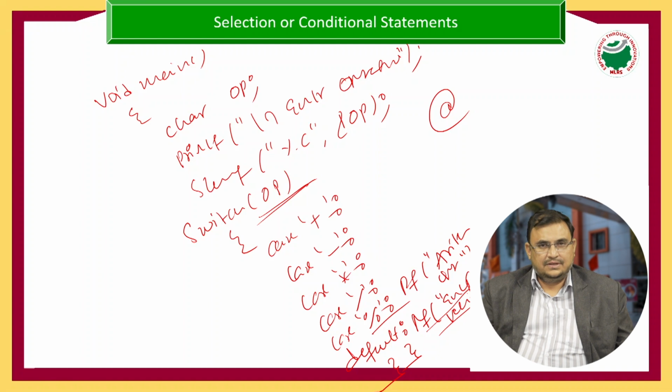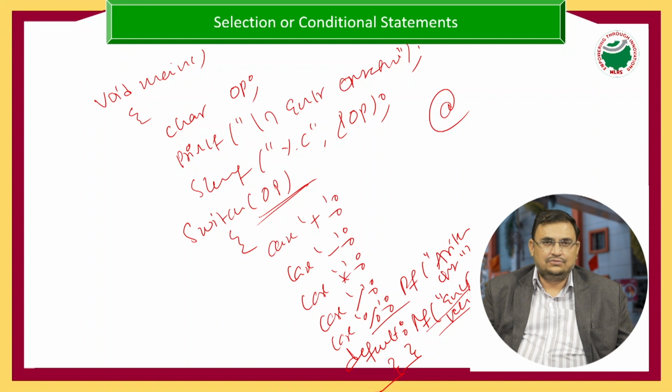Selection statements are also known as conditional statements, decision making statements, or control statements. There are two-way selection and multi-way selection. In two-way selection, you perform if and else using the if statement. In multi-way selection, you can do it in two ways: one is the else if ladder, another one is switch.